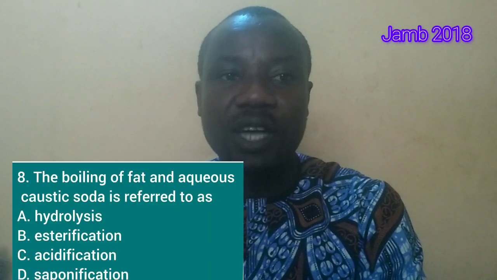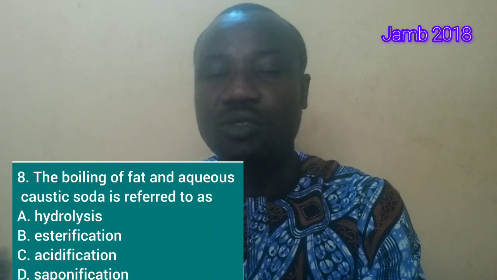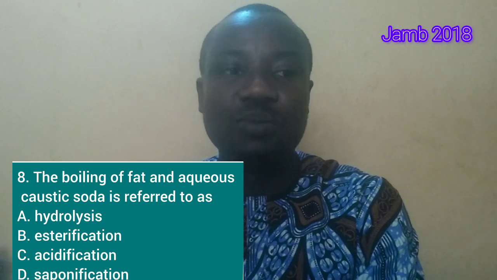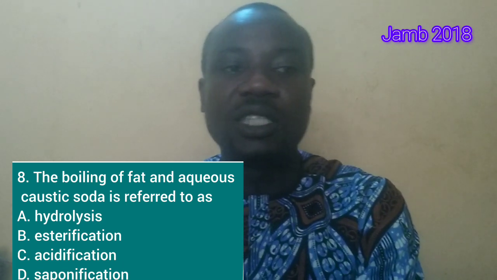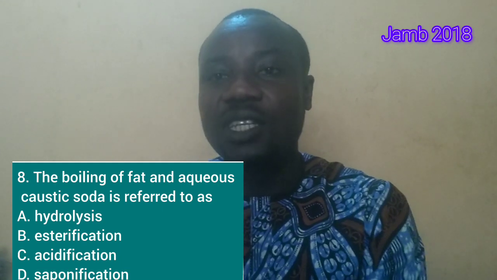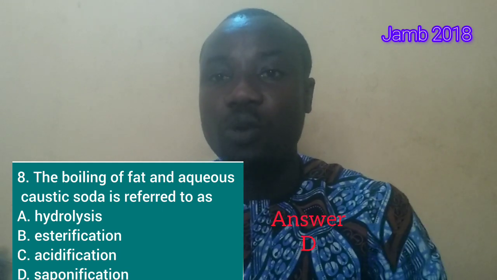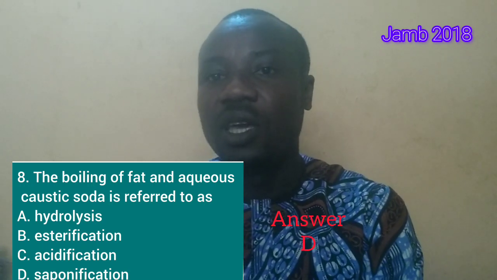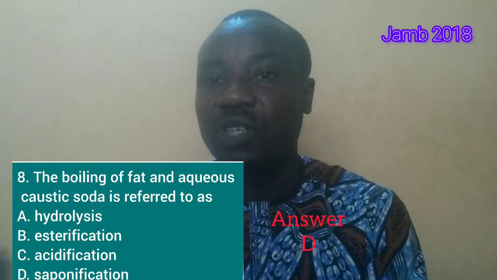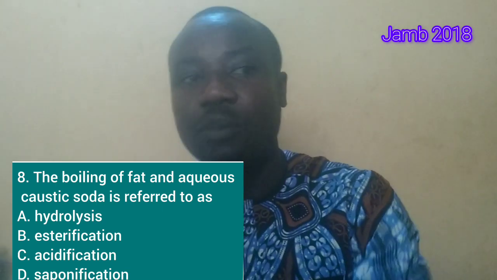Let's look at number 8. The boiling of fat and aqueous caustic soda is referred to as A, hydrolysis, B, esterification, C, acidification, and D, saponification. So the right answer there is saponification. That is when you boil fat and aqueous caustic soda, it is referred to as saponification. That is how we produce soap in the lab.